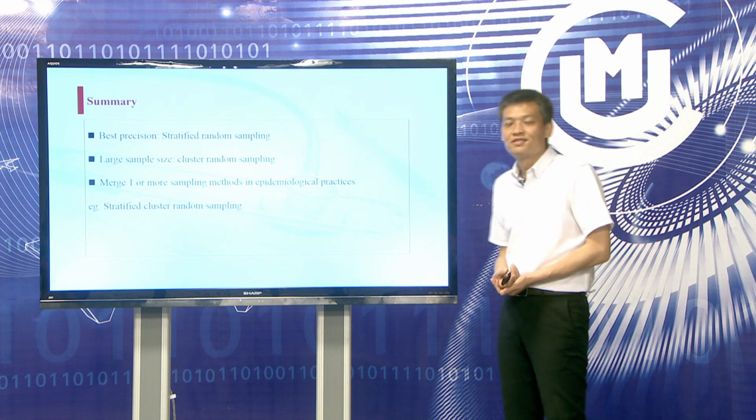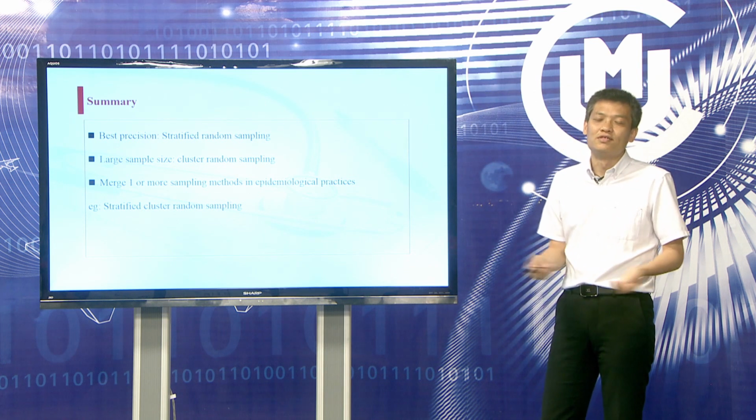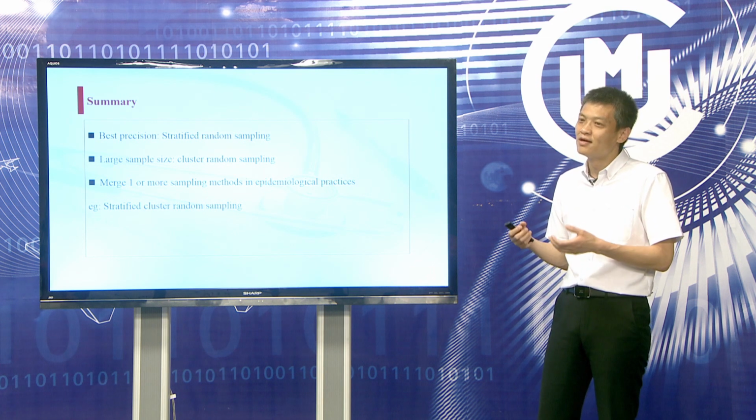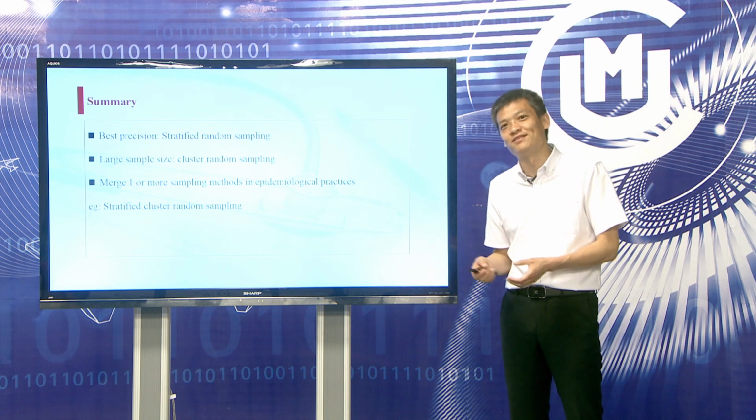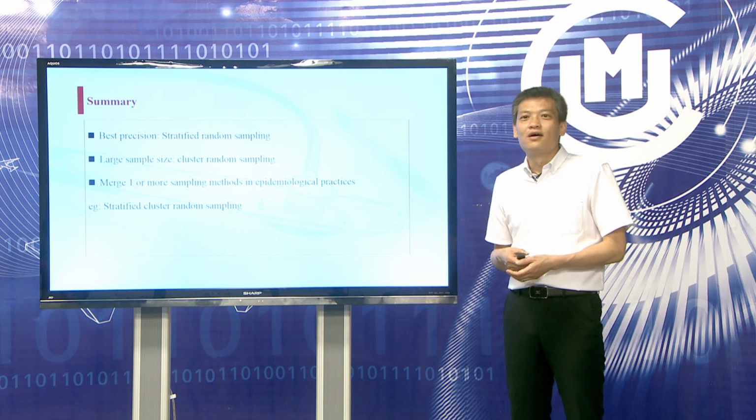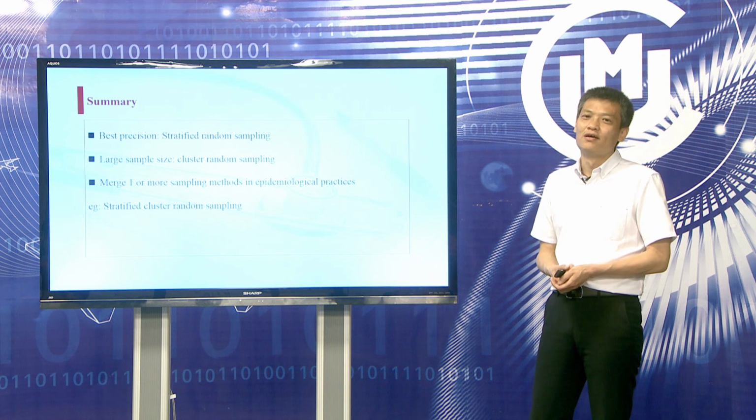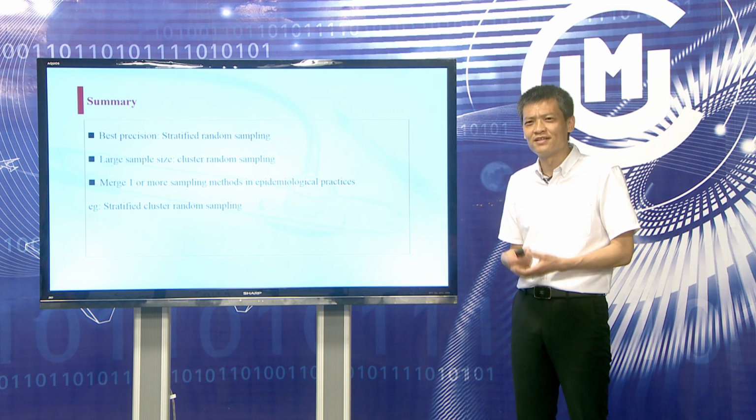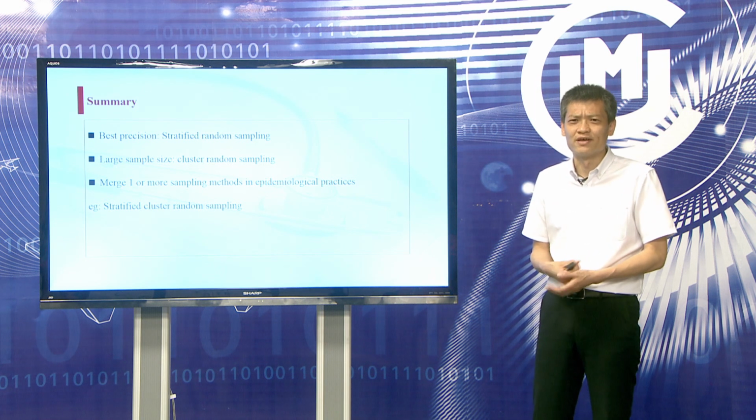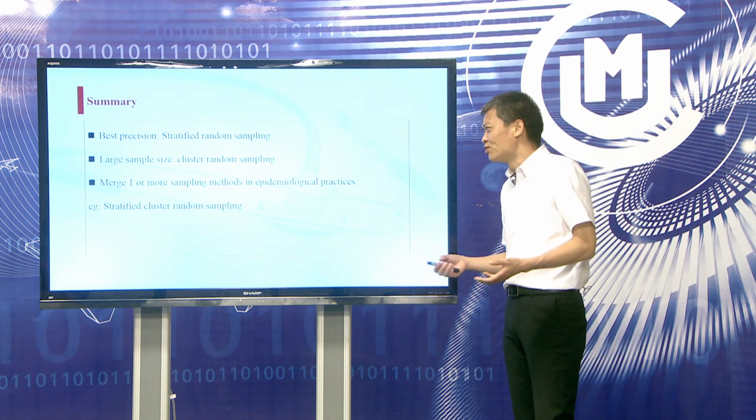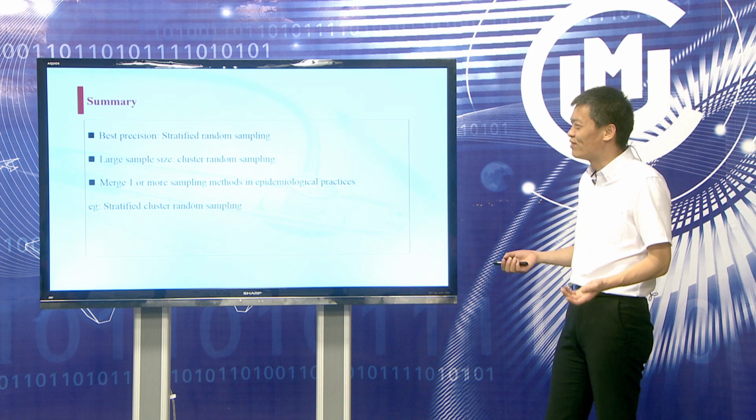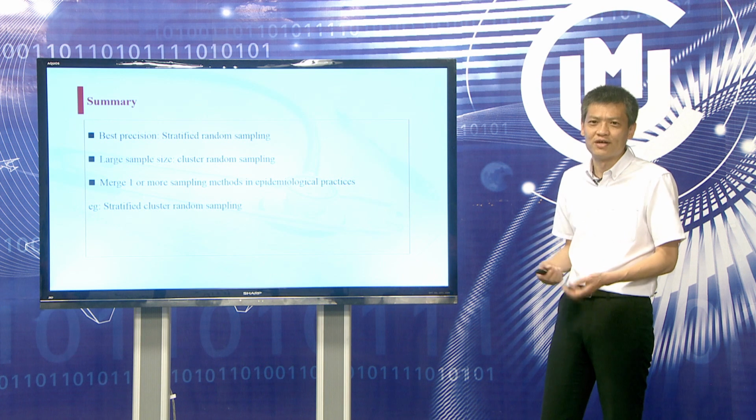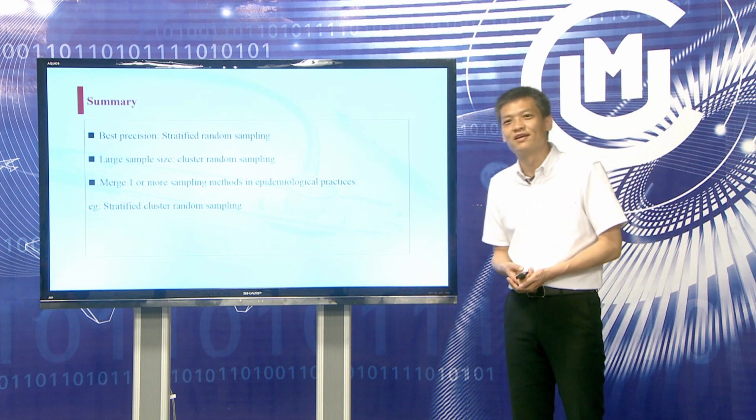This is a summary. Of all the methods of random sampling, stratified random sampling has less random error and the best precision. And cluster random sampling needs a larger sample size than simple random sampling and stratified random sampling. In clinical practice or nursing practice, you can merge one or more sampling methods in epidemiological study practices, for example, stratified cluster random sampling.